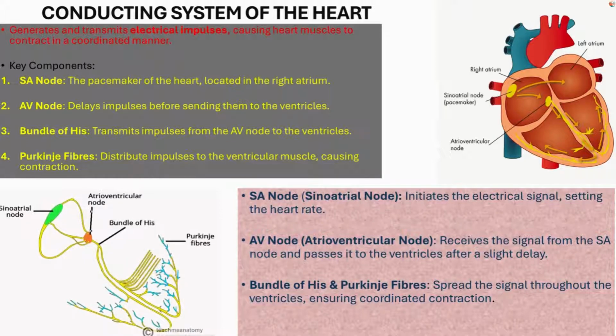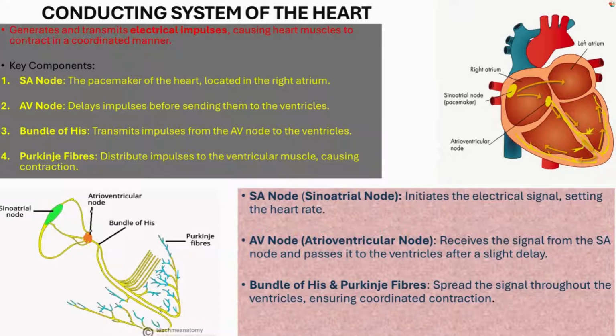Now let's move on toward the AV node. AV node is present at the atrioventricular junction. That's why it is also called AV node. So when the electrical impulse moves from SA node to AV node, there is a slight delay at the AV node. Then we have the bundle of His.